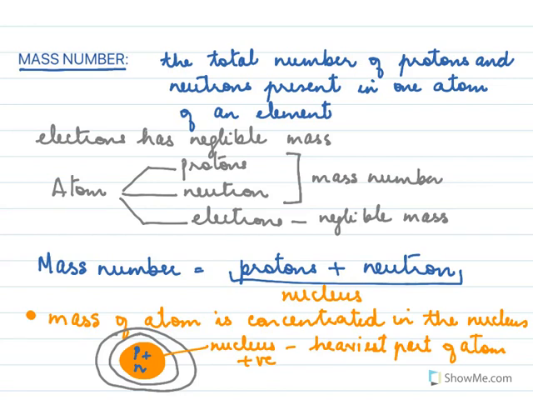So in this slide, we learned what mass number was. We said mass number is protons plus neutrons. We do not include the electrons here because electrons have negligible mass. So in an atom, the mass is only protons plus neutrons. And the mass number is always denoted as capital A.